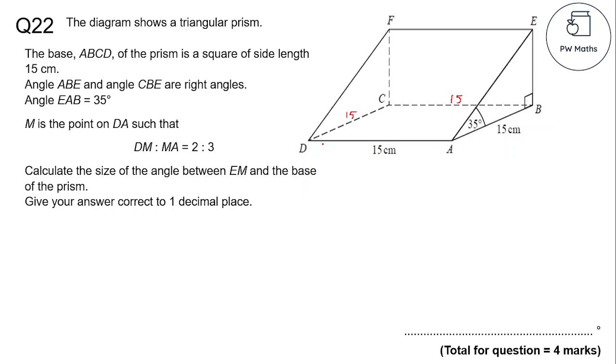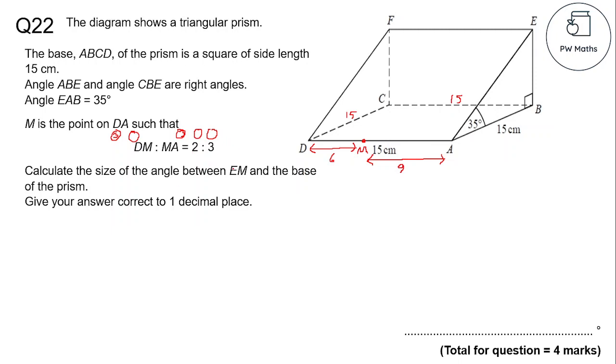M is the point on DA, such that DM is 2 parts and MA is 3 parts. So it's going to be slightly closer to that D than it is to A. And I know the whole thing is 15. DM is 2 circles, MA is 3 circles. I know all 5 circles must add up to 15. 15 divided by 5 is 3. From that, I've worked out 3 add 3, that must be 6. And MA must be 3 add 3 add 3 is 9, and I know I've done that right because they add up nicely to 15.